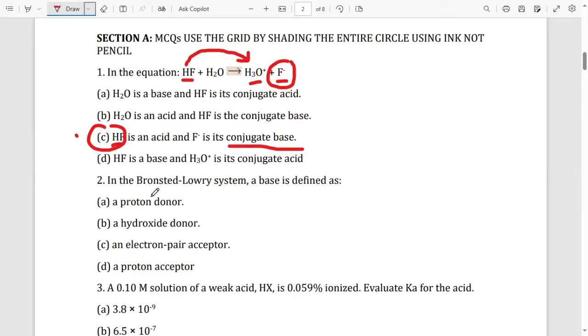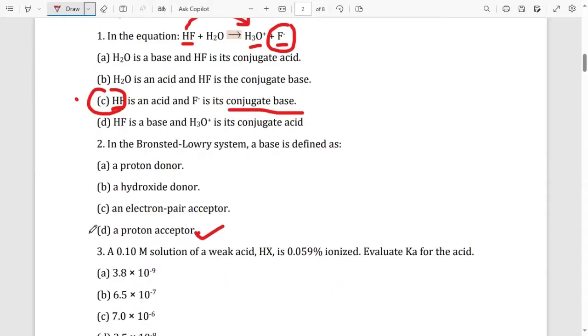And then number two, they're saying in the Bronsted system, a base is defined as, we all know that a base is just a what? A proton acceptor. Okay, that's a base. An acid is a proton donor, and then a base is a proton acceptor. It accepts the proton from the acid. Okay, so here the correct answer is D.